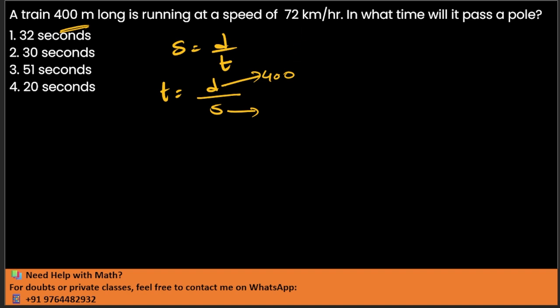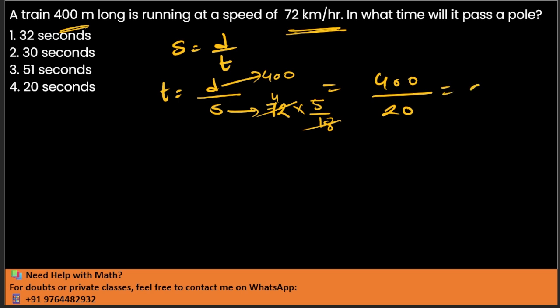And speed is in kilometer per hour, right? And here we have meter and the options are also in seconds, so we are going to convert this kilometer per hour into meter per second. And what is the conversion? It is 72. We multiply by 5 upon 18, right? So it will be 4 times 5, so 20. So 400 divided by 20 and it will be 20 meter per second. So option fourth.